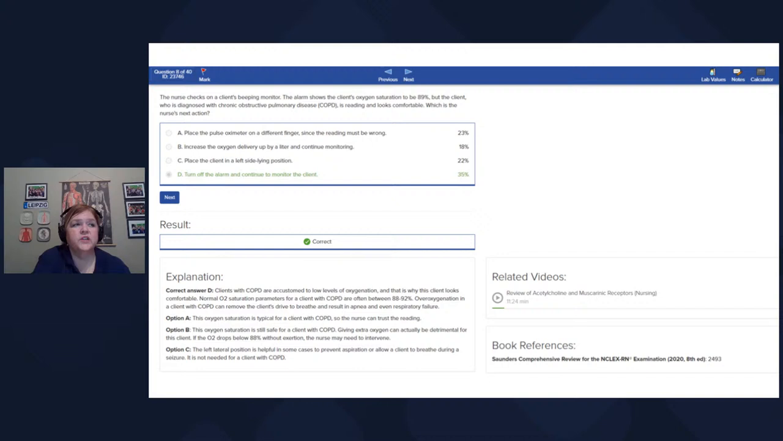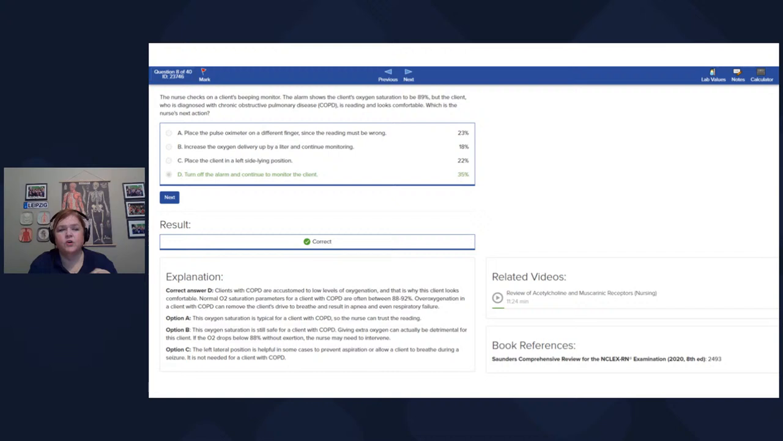So which is the nurse's next action? Well, it tells us in the question, the patient doesn't appear to be in respiratory distress. Placing the pulse ox on a different finger might be an option I would consider, but look at the last half of that: since the reading must be wrong. No, it's probably not wrong, because patients who have COPD are used to running at lower oxygen levels all the time. Increase the oxygen delivery by a liter and continue monitoring? Now, 89% is probably okay for a COPDer.